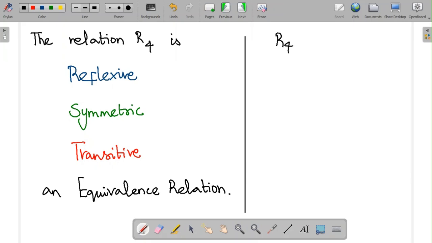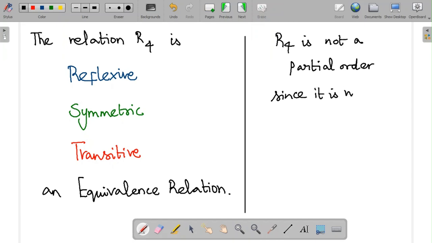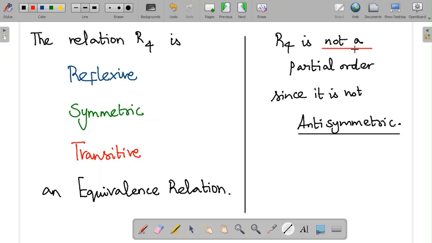R4 is not a partial order since it is not antisymmetric. So it is not a partial order, it is only an equivalence relation.